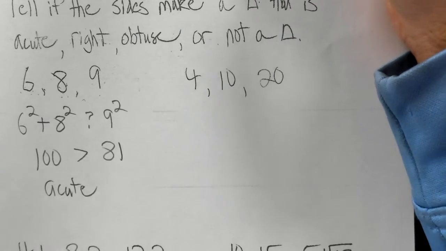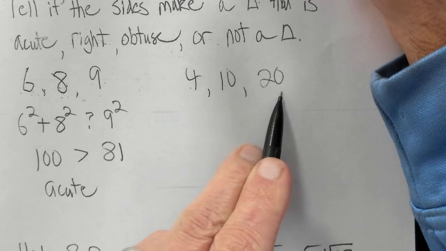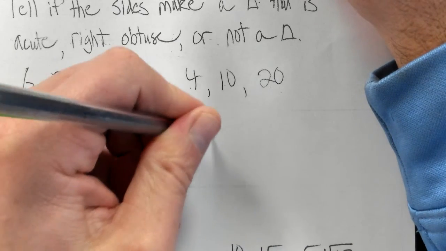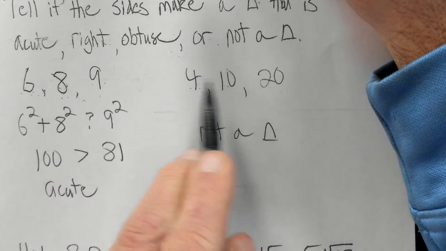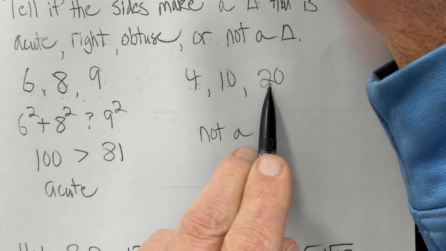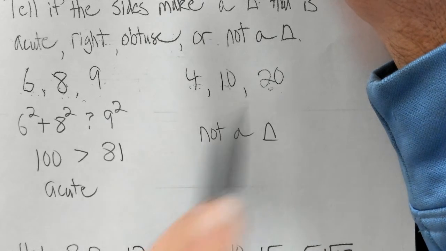And so for the next one, okay, 20 is the biggest one. 10 plus 4 is not greater than 20, so this is not a triangle. Remember, any two sides added together have to be greater than the bigger side. So these two sides have to be bigger than 20. They're not, so you can't close it up and make a triangle out of that.